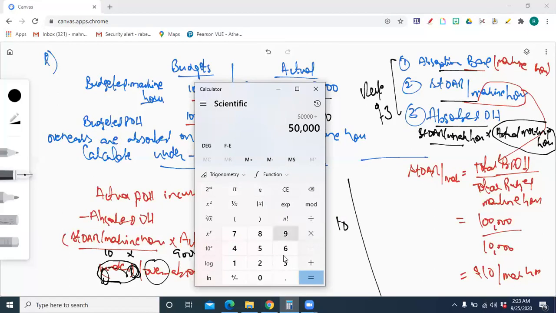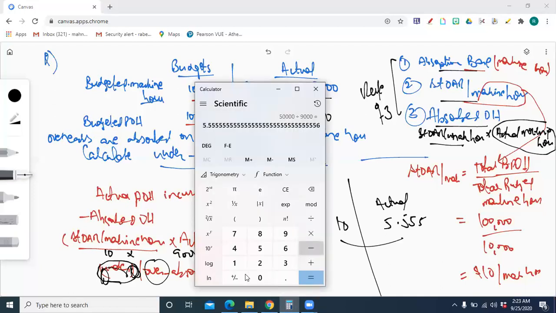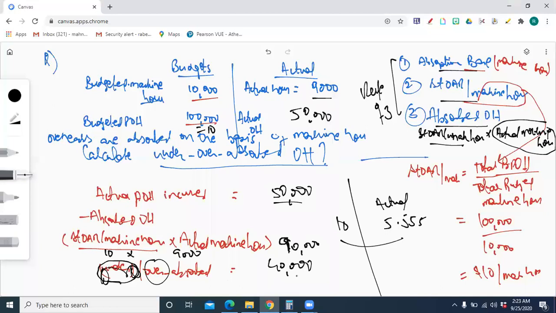50,000 divided by 9,000. See, the actual rate was this much per machine hour. So on a per unit basis, I actually absorbed this amount more, and for the actual 9,000 hours, I actually absorbed 40,000 more. So that's the over absorption, credited to the income statement. So that's how you're going to do the question, right?